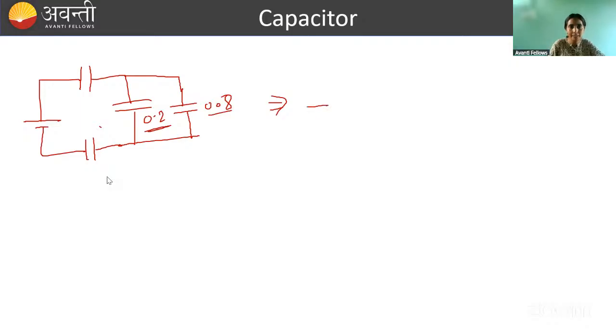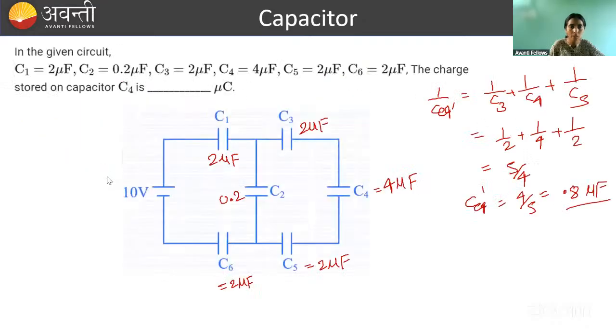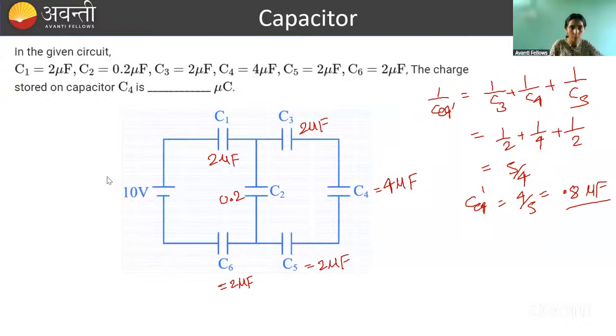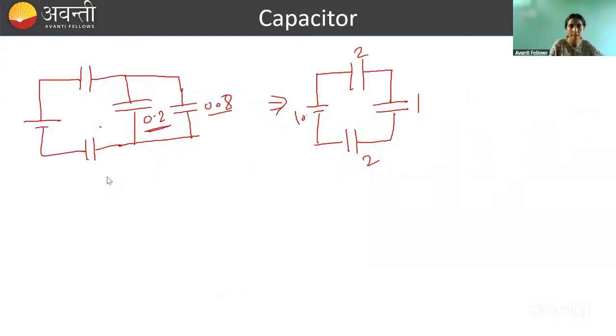Let's again rewrite the diagram. Capacitance of this is equal to how much? 2 microfarad. So this is 2. And this 0.2 plus 0.8 is 1. And this is also 2. So this is 2, this is 1, this is 2. And here there is a battery of potential 10 volt, right? Now these 2, 1, 2 are in what? Series or parallel? Series? Yes? Series. Yes, series.